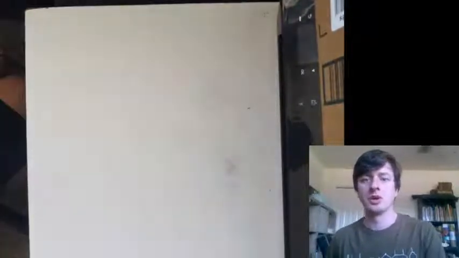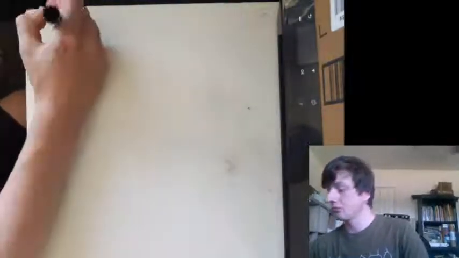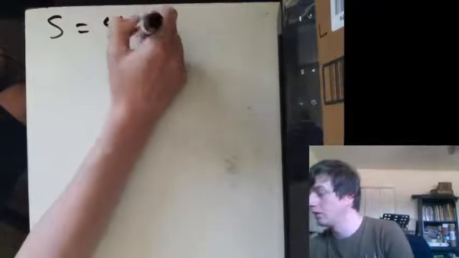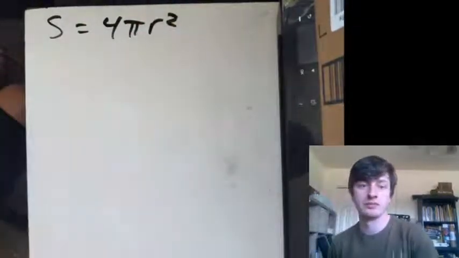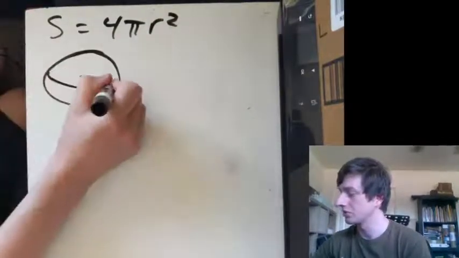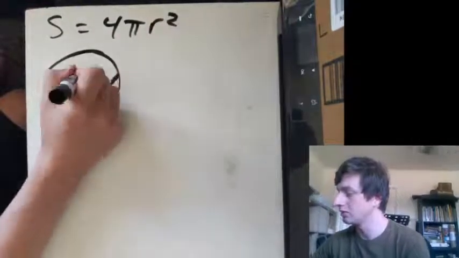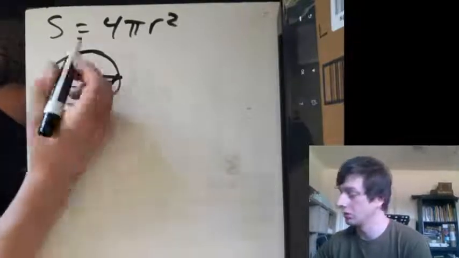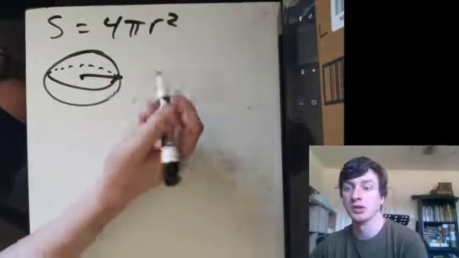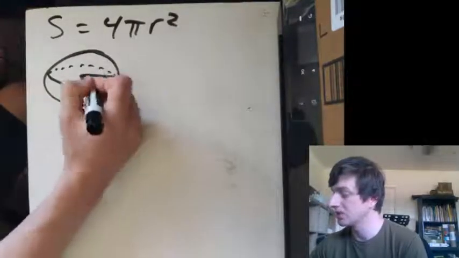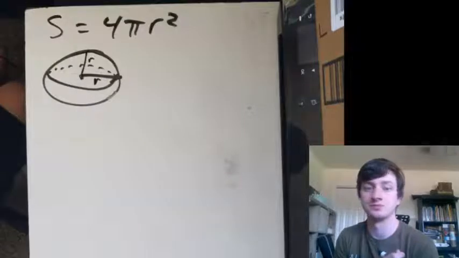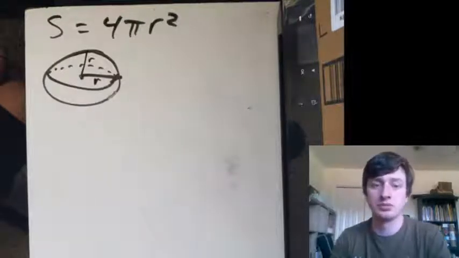There we go. Okay, so surface area is 4 pi radius squared for our sphere. Okay, so we have our sphere. There's a circle kind of in the middle of it from the equator. It's clearly not a perfect sphere, but this would be the radius, and it's the same radius everywhere, which is what makes it a sphere. Okay, and so we'll do some problems with that.